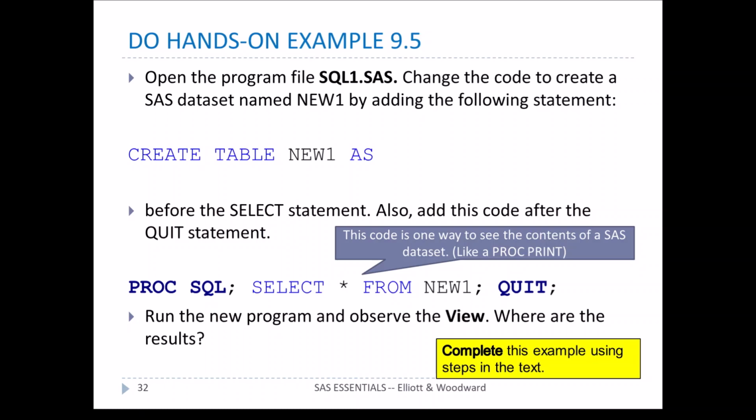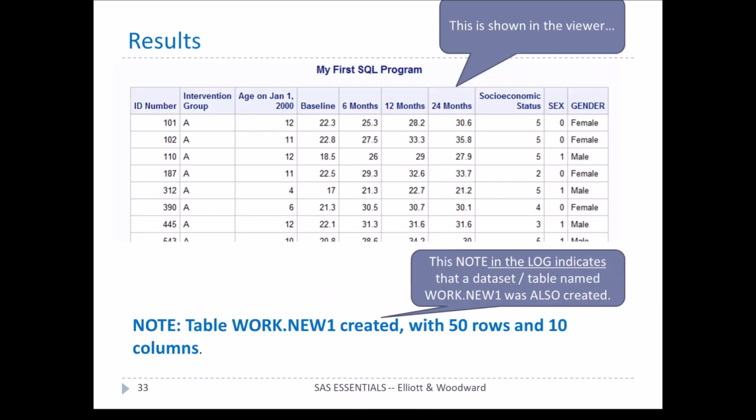And then we run the result, and we see that this is displayed. This is the view where we have displayed the information that we requested, but also if we look at the log, we see the table work.new was created with 50 rows and 10 columns. So again, the create table statement allows you to capture whatever view you have created in SQL as a SAS data set.